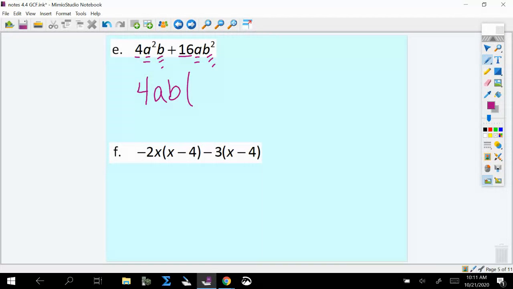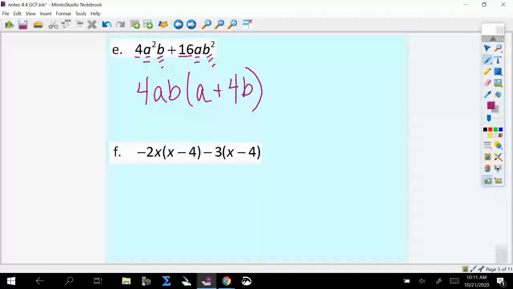And then I want to look at each term and figure out what didn't I take out? What's left? So I took out the 4. I took out an A. I took out a B. The only thing left in the first term is an A. The second term, 16 divided by 4 is 4. I took out the A. I still have a B left over. So that's how you handle if you have multiple variables. Basically, just go one at a time. Look at each variable and see, do they have anything in common?